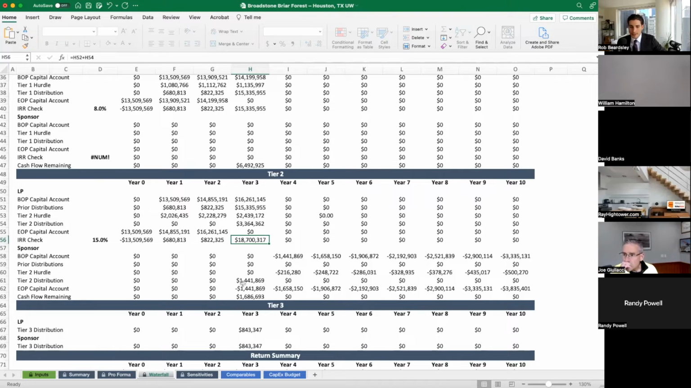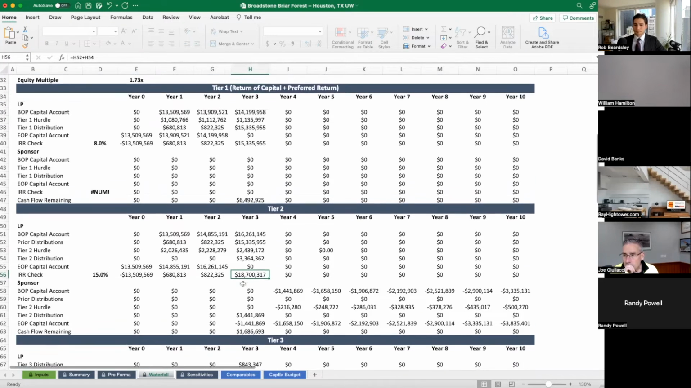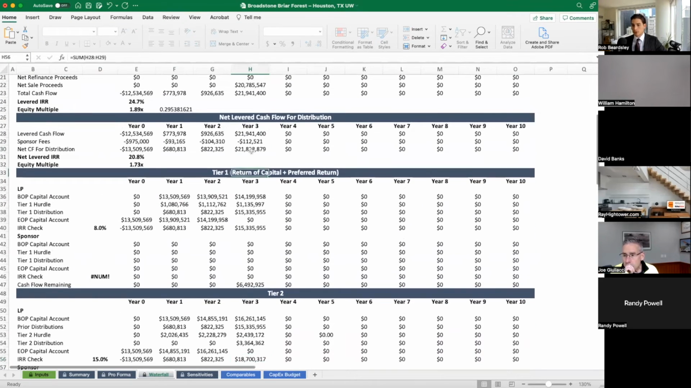And if you don't believe me, it's right here, the IRR check, and this right here gets you your 15% IRR. It's 13.5 going out the door as your original investment. You get 680,000 in year 1, 822,000 in year 2, and then 18.7 in year 3. But remember, we actually have a total of 22 million to distribute.